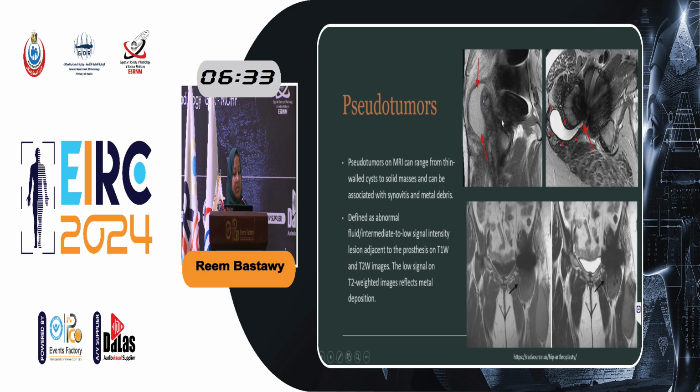The MRI appearance of the pseudotumors is variable, from cystic lesions, thin-walled cystic lesions, contiguous with the joint space, and hypointense metal debris can be identified within these cystic lesions. Or we have another different appearance with mass-like lesions showing intermediate signal in T1 and T2 with internal hypointense areas representing the metal debris.